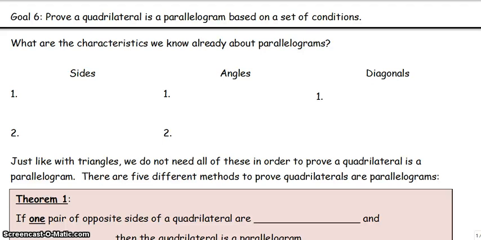Chapter 6, Goal 6. Prove a quadrilateral is a parallelogram based on a set of conditions.